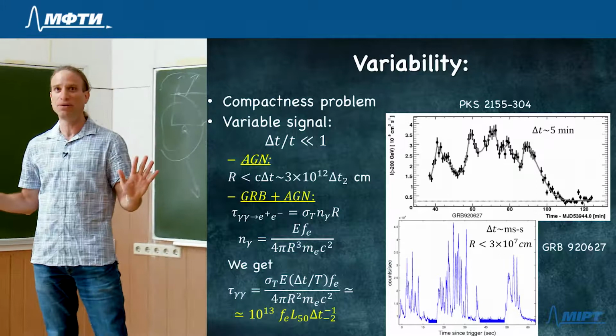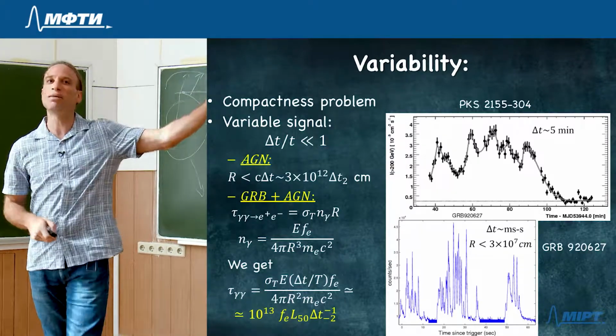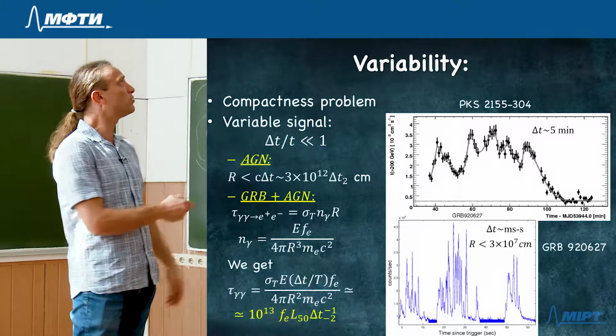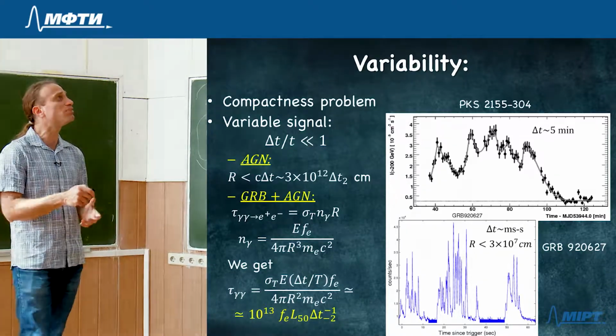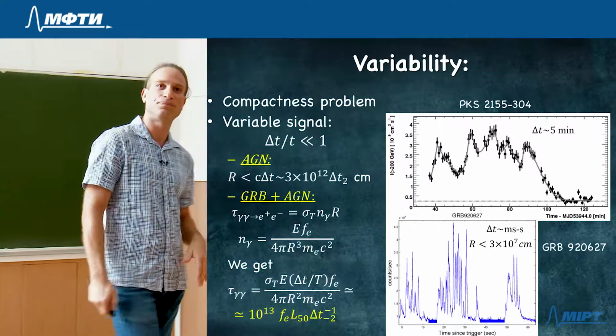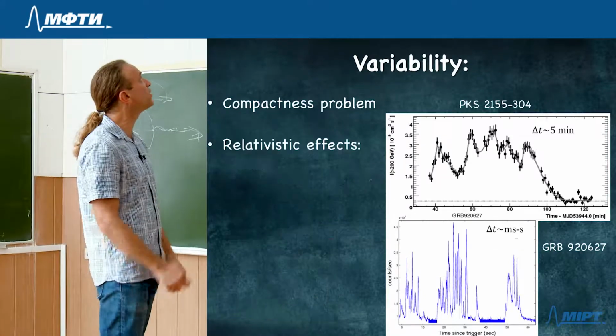Again, a black body. But we don't see a black body. As I showed you in the gamma ray burst spectrum, the spectrum is completely non-thermal. So this is a problem. How can this very small variability coincide with the spectrum that we see? This is the compactness problem. So how can we solve it?